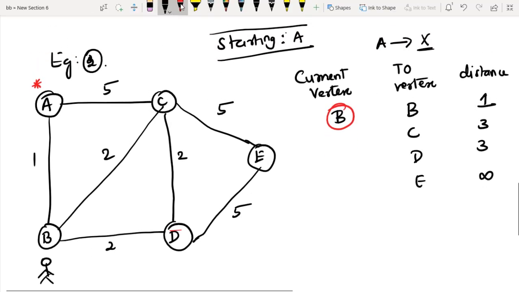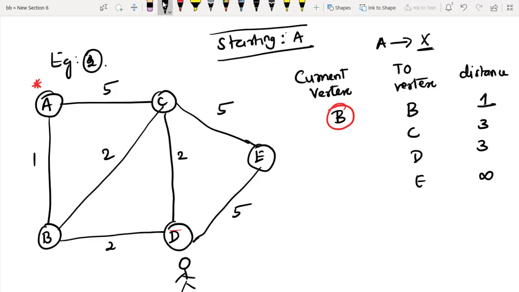Now my current vertex is done. Now I'll move to D. I can move to D or C. Both have the same distance, so you can move to either C or D. So let me move to D.